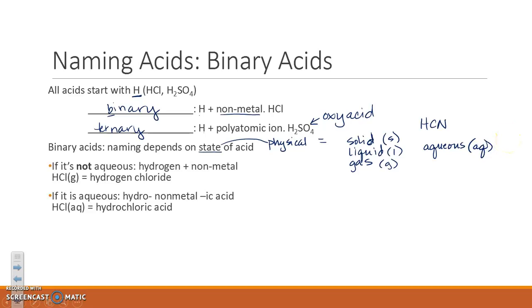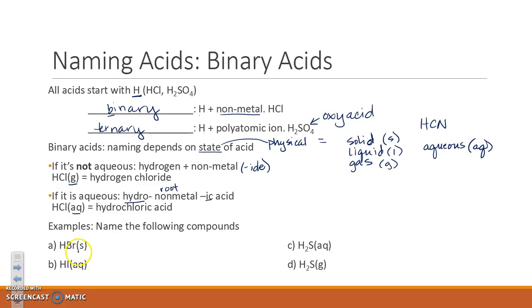So if it is not aqueous, if it's solid, liquid, or gas, you would name it hydrogen, and then whatever the nonmetal is, you change the ending to IDE. So HCl gas would be hydrogen chloride. If it is aqueous, how do you know? It has AQ after it. You would put hydro, the root of the nonmetal name, add IC to the end, and then put acid, such as hydrochloric acid. Two different ways to name it.